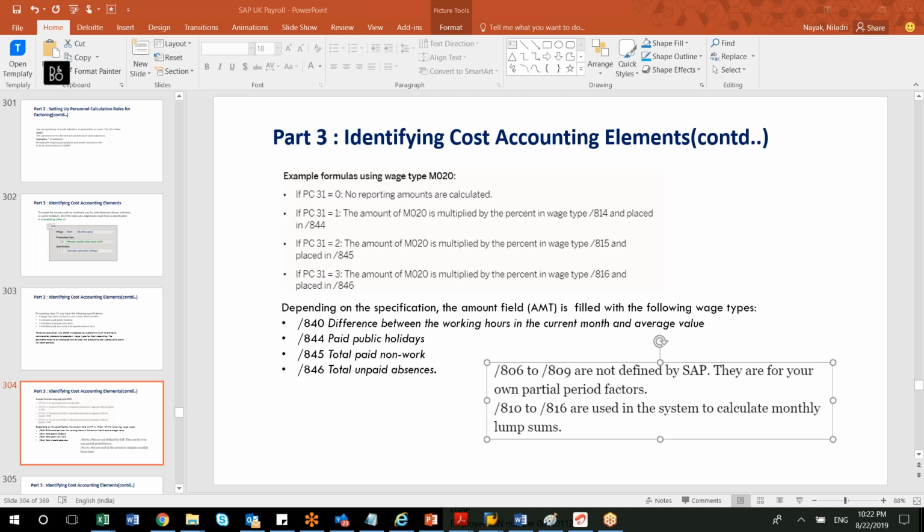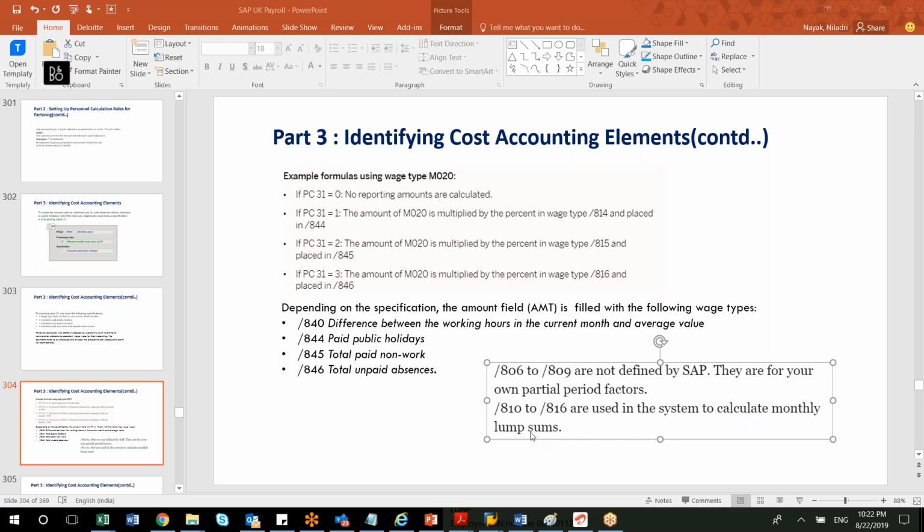All this calculation I'll be explaining. But /806 to /809 are actually for custom use. So you can use your own if you are creating your own partial period factor. Similarly, /810 to /816 are actually used in the system, so the system will take care of calculating the monthly lump sum.